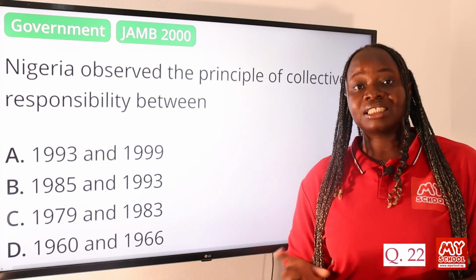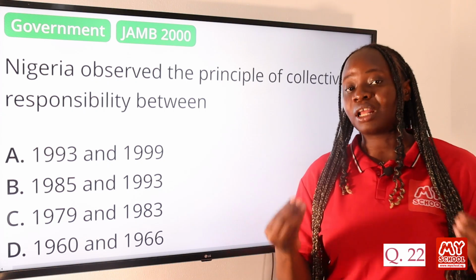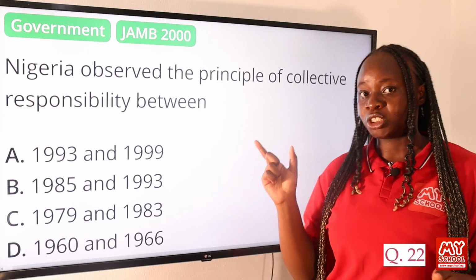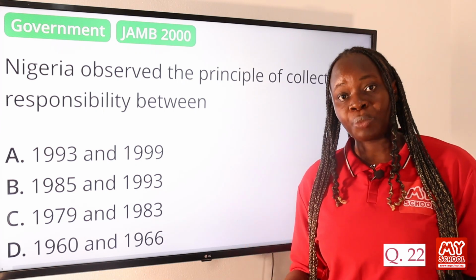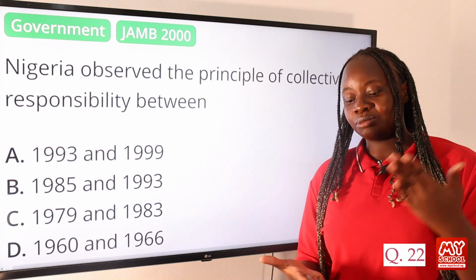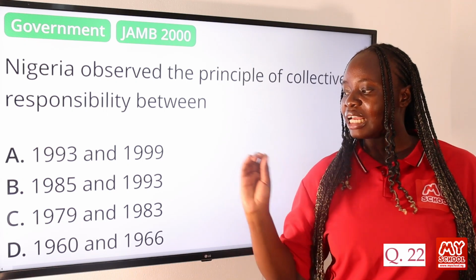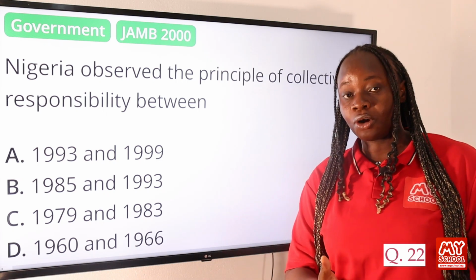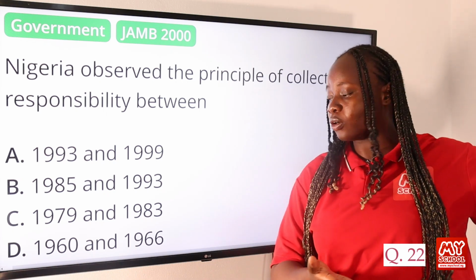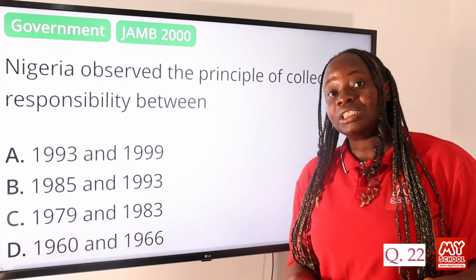So between 1960 and 1966, Nigeria practiced the parliamentary system of government. And in the parliamentary system of government, there is collective responsibility. The parliamentary system of government is a system where the power of the leader is divided between the head of state and head of government. So in that case, between 1960 and 1963, Nnamdi Azikiwe acted as our Governor General on behalf of Queen Elizabeth II. And then Alhaji Tafawa Balewa acted as the Prime Minister within the country at that time.